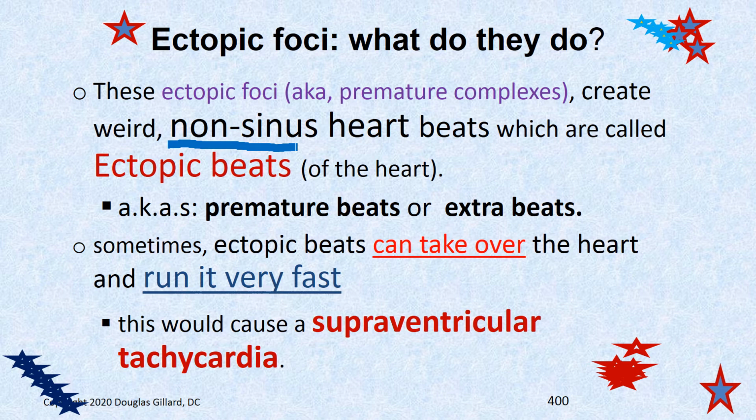You can have sinus arrhythmias, which I'm not going to get into, where the SA node itself is beating erratically and causing an abnormal EKG. So that's still an arrhythmia, but that would be a sinus arrhythmia. All the ones I'm going to talk about are non-sinus arrhythmias. So ectopic beats, we said already, what are they? The premature beats or extra beats. They can sometimes take over the heart and run it very fast, more than 100 beats per minute. That would be called supraventricular tachycardia, or SVT.